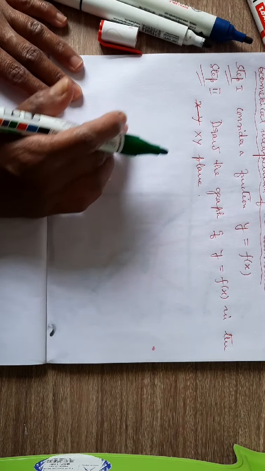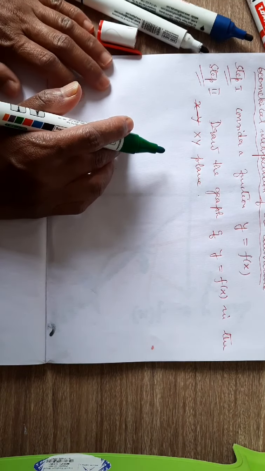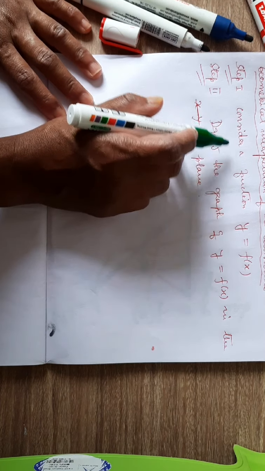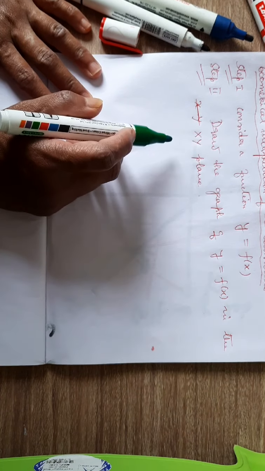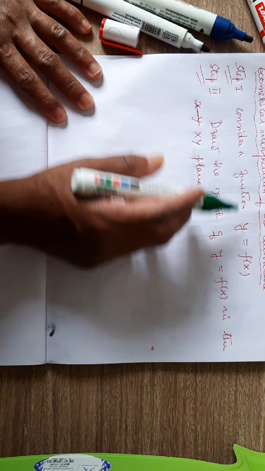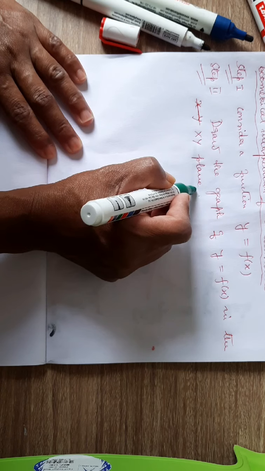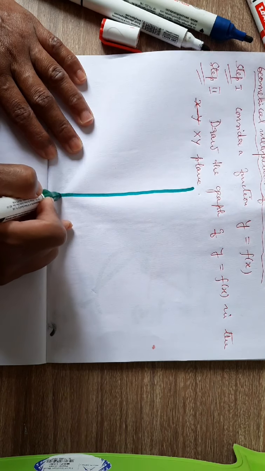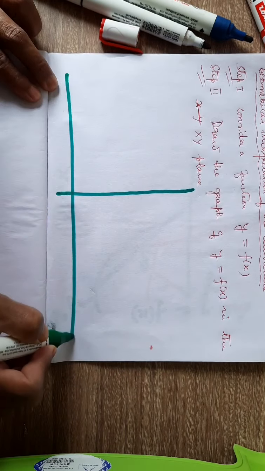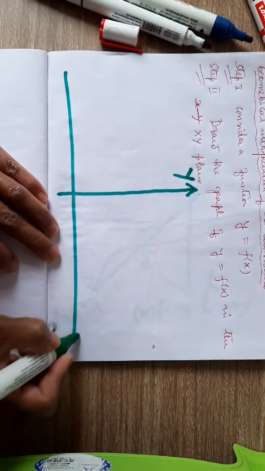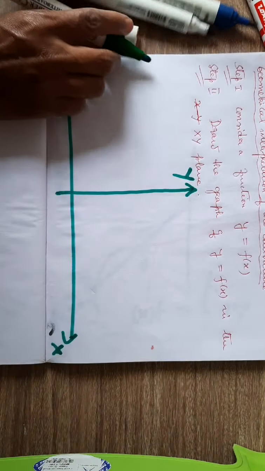Now, let us discuss the geometrical interpretation of the derivative. For this first step, what we need to do is consider a function y is equal to f of x. Step 2, let us draw the graph of y is equal to f(x) in the xy plane. So, now let us draw the graph of this one, y is equal to f(x). Now, this is the y-axis, this is the x-axis.